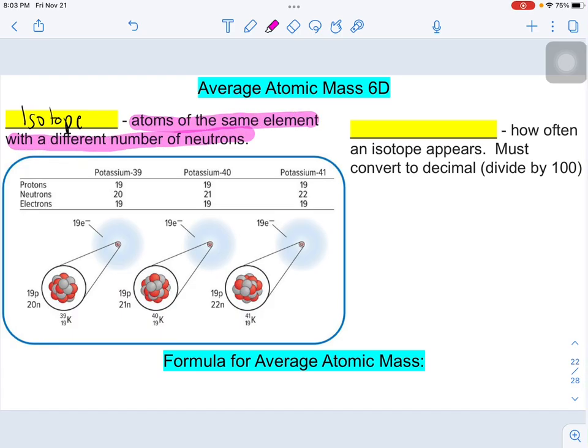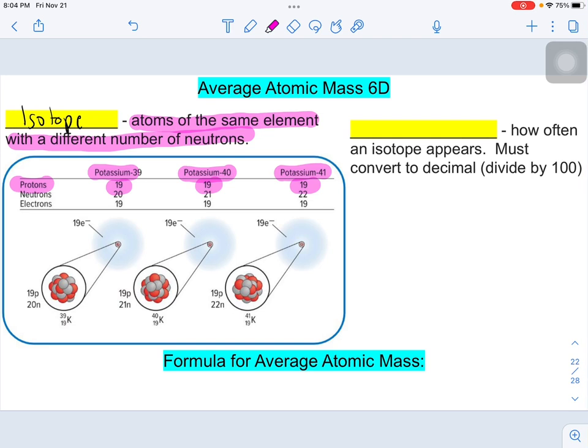I want us to pay attention to the image that's been attached on this slide. We're looking at potassium, but we're looking at 3 different types of potassium: potassium 39, potassium 40, and potassium 41. We can see that each of these potassium atoms has 19 protons. They all have the same number of protons because you have to remember that the number of protons is what makes the element unique. 19 protons is potassium on the periodic table. The minute we go to 18 protons or 20 protons, we're no longer potassium.